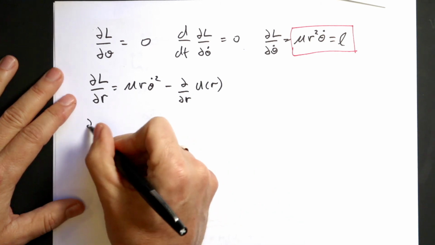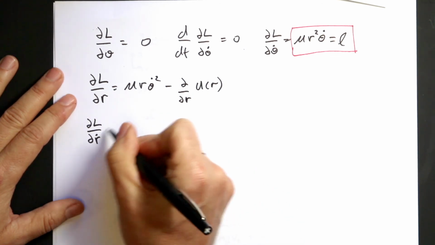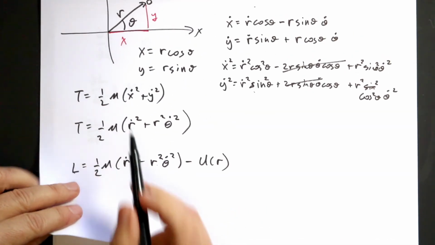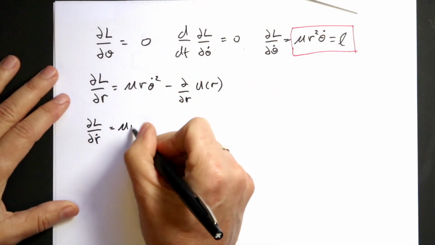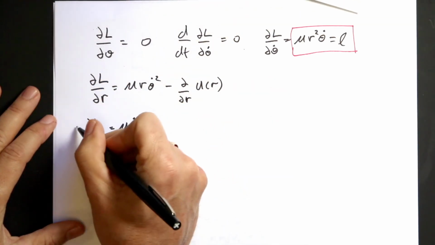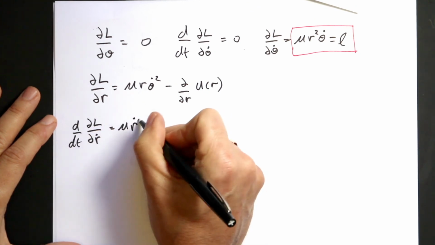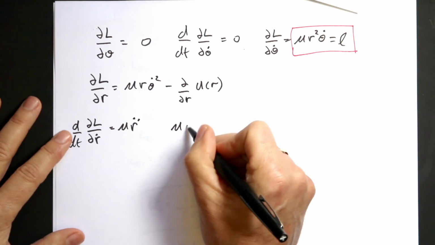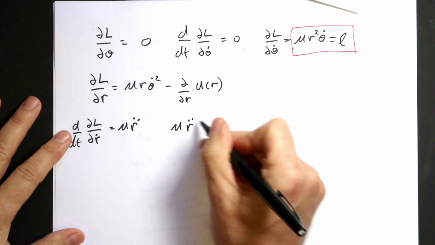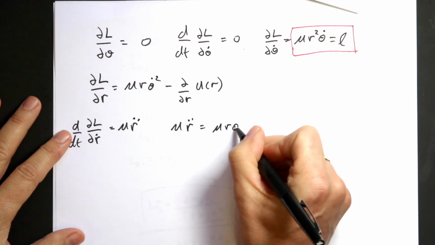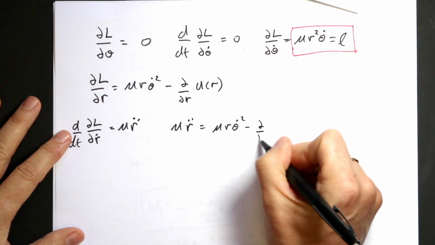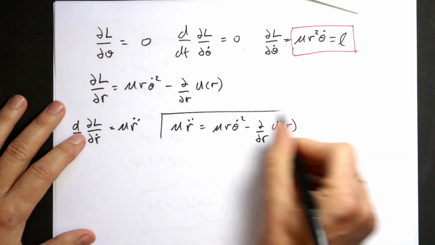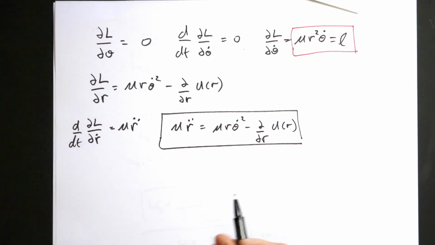Now, what about the partial of L with respect to r dot? Well, there's only one term with an r dot, and it's this. So I get mu r dot. Now I need to take the derivative of that with respect to time, and I get mu r double dot. So this is equal to this. I get mu r double dot equals mu r theta dot squared minus the partial with respect to r of u of r, which we don't know what that is, but that's fine. So this is pretty legitimate. It has a black box around it.